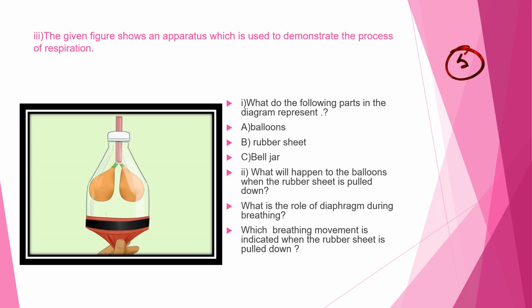Is it clear? Now the next question is, which breathing movement is indicated when the rubber sheet is pulled down? When the rubber sheet is pulled down, it indicates inspiration. So is it clear to everyone? So this is indicating inspiration. Now we will move on to the next question.